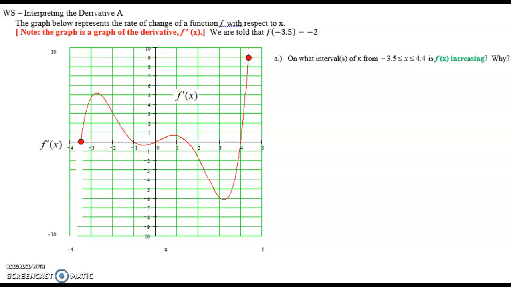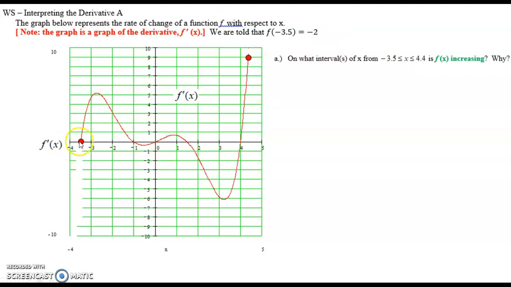This says the graph below represents the rate of change of a function, f of x, with respect to x. Note that the graph is the derivative of the function, so we're looking at the derivative of f. The only thing we're told about the original function is that it has a starting point at negative 3.5, negative 2. That's the only thing we know about f of x, other than that this is its derivative.